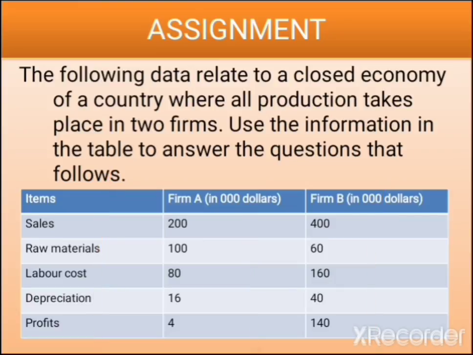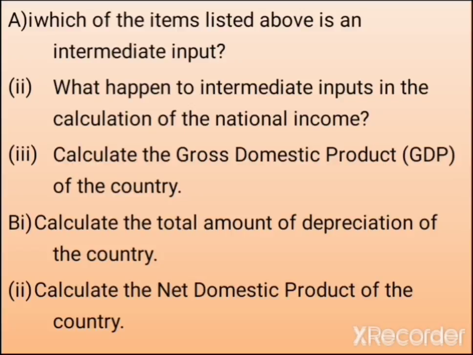So let's look at the questions that follow. Number 1, A: Which of the items listed above is an intermediate input? You will go back to the table, look at the items, and tell me which of them is an intermediate input. Intermediate inputs are like raw materials, used for producing other commodities. B: What happens to intermediate input in the calculation of national income? When calculating national income, what do we do with intermediate input?